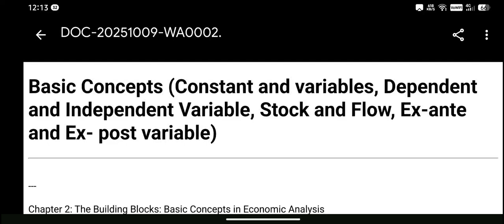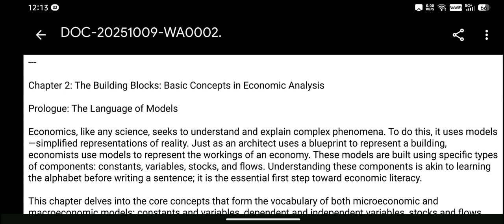Basic concepts: constants and variables, dependent and independent variables, stock and flow, ex ante and ex post variables. Chapter 2, following Chapter 1, the building blocks: basic concepts in economic analysis.